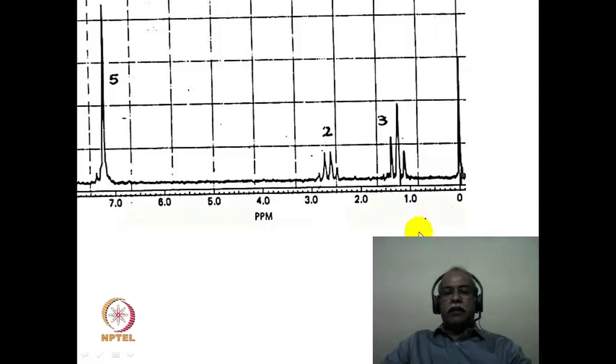Now let us identify this particular compound. This is a fairly simple compound. You can see here 5 hydrogen intensity in the aromatic region of the signal, which would correspond to a monosubstituted phenyl derivative. Then a quartet and a triplet are seen, so this should be an ethyl group. So most likely the compound is ethylbenzene, and that's what is seen in this particular spectrum. This is a spectrum of ethylbenzene.